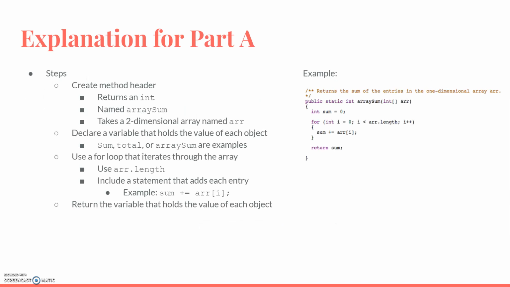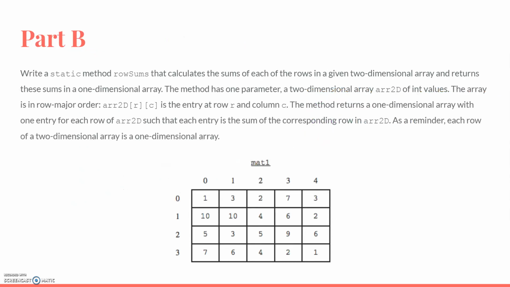The steps for this would be to create a method header that returns an int, declare a variable that holds the value of each object, so sum or total or arraySum or something like that, and then use a for loop that goes through the array, or a for each loop would also work. And then this would be an example of that off to the side.